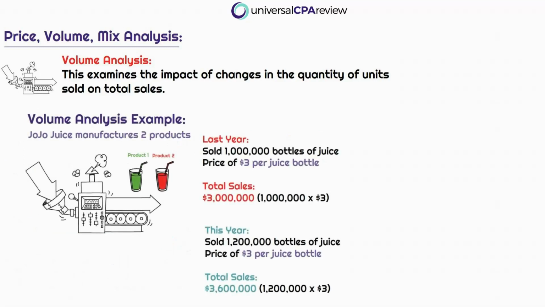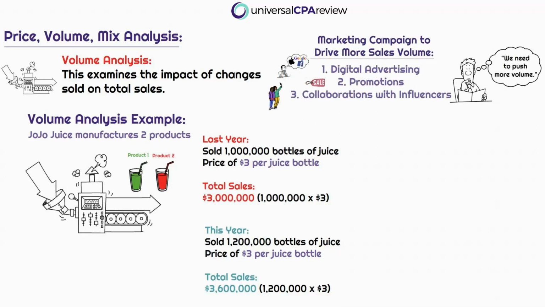Okay, so let's consider the same example, only this time JoJo Juice examines volume analysis. So in this case, the company decided to keep the price of the best-selling juice at $3 per bottle, but it made an aggressive marketing push in an attempt to increase the volume of units sold. So the marketing campaign included digital advertising, in-store promotions, and collaborations with health influencers. Last year, before the marketing campaign, the company sold 1 million bottles of this juice. Therefore, the total revenue from this product last year was $3 million, $3 times 1 million.